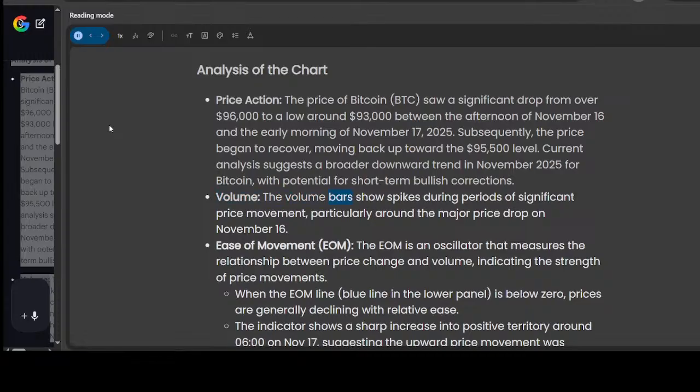You can switch with the AI volume mode. The bars show spikes during periods of significant price movement, particularly around a major price drop on November 16th. So I have downloaded a chart and I try to analyze it. What I'm doing is Ease of Movement, or EOM. The EOM is an oscillator that measures the relationship between price change and volume, indicating the strength of price movement. I save the images, and the particular date is 18/10, 2025.